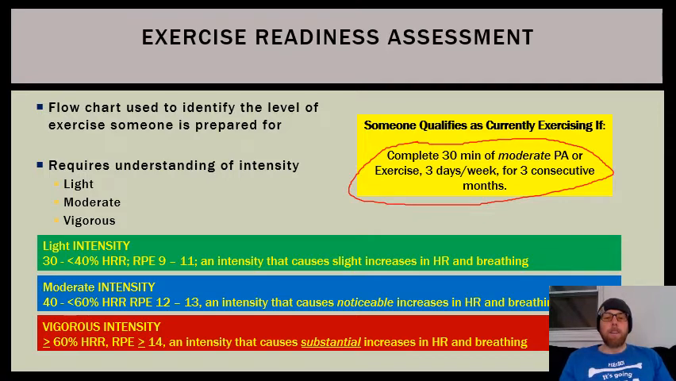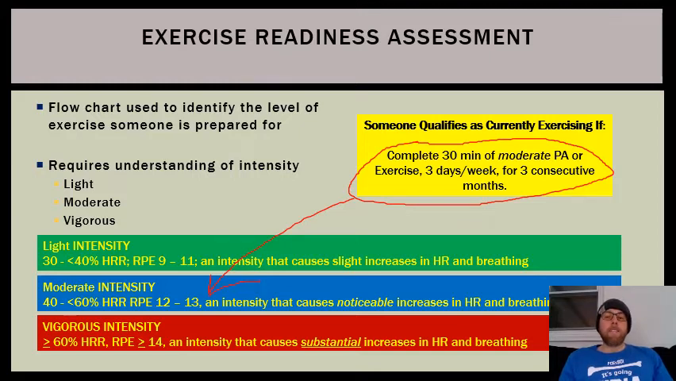So look down here at moderate, right? This would be here, right? So they have to be at least 40 to 60% heart rate reserve, or completing some type of activity, exercise, physical activity that would put them somewhere between 12 and 13, or an intensity that causes noticeable increase in heart rate. So they have to be completing at least 30 minutes of moderate intensity physical activity or exercise 3 days a week for 3 consecutive months.